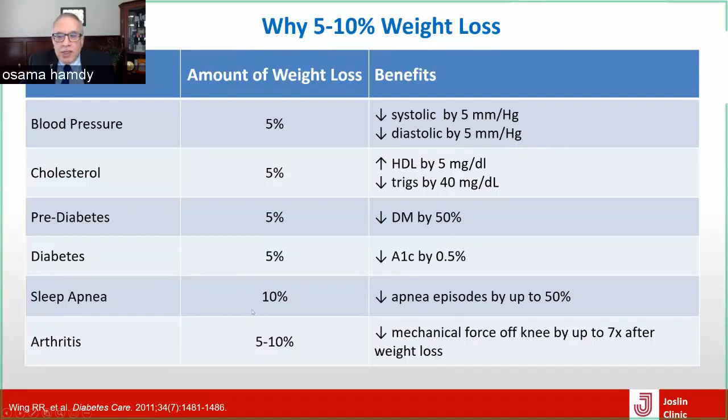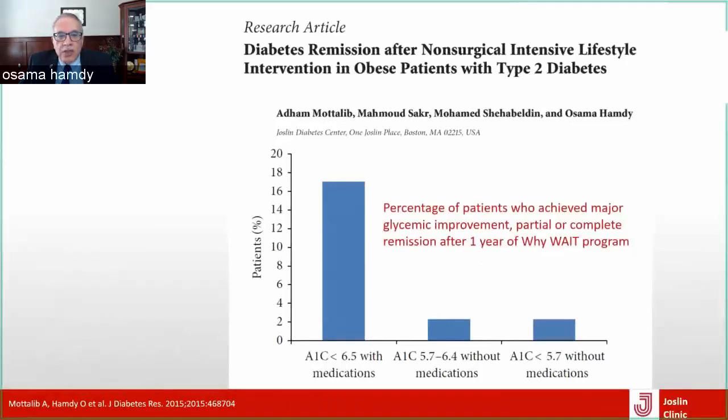Sleep apnea: 10% weight loss is needed to reduce apnea episodes by almost 50%. Mind that 70% of people with type 2 diabetes have some degree of sleep apnea. Arthritis: again, 5 to 10% weight loss can reduce the mechanical force on the knee 7 times. When weight loss occurs very early in the course of diabetes, you can expect partial or complete remission, or even major improvement. 21%, as you can see in our publication, have significant improvement, and even remission or complete remission.